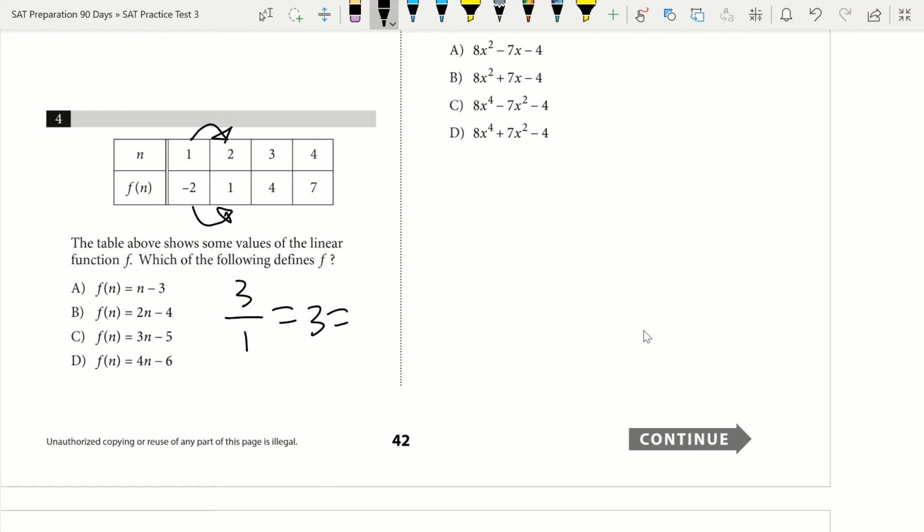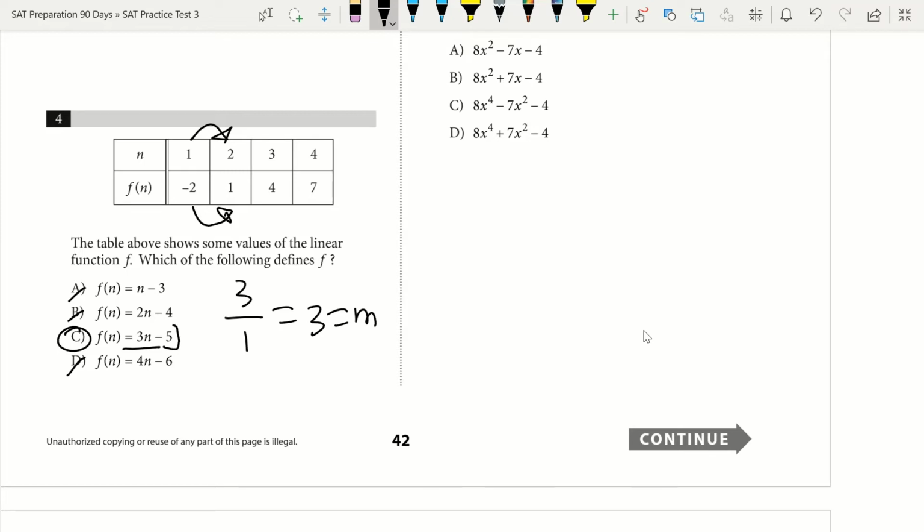Therefore, our slope is 3, right? So we need to have f of n equals 3n, and we don't have to do anything else for that problem. So our answer there will be C. So once again, like I said yesterday when I was talking about, I can't remember which problem it was, but I talked about how we want to get rid of wrong answer choices as quickly as possible. That's what I did right here.